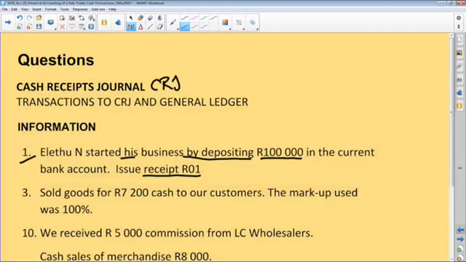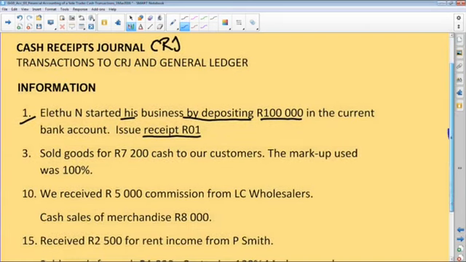So let's continue with the next one. We have our second transaction. Let's look at that one. It's the third, and we sold goods for 7,200, and it was a cash sale, so we received the money, and they gave us the markup that we've used. Now, how do I record this in the CRJ? Let's go and look.